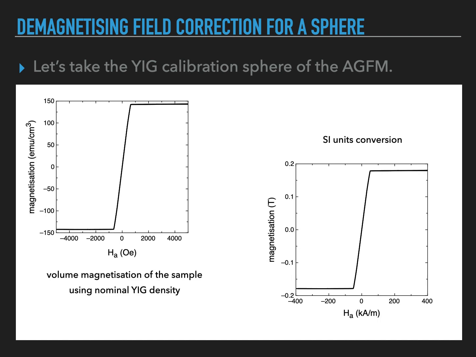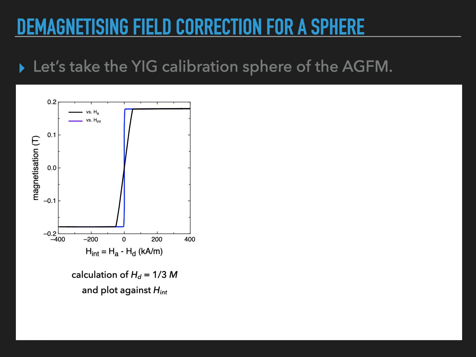Now we use the nominal yttrium iron garnet density to convert the mass into a volume so that we can have the magnetization normalized to volume as a function of the applied magnetic field. Now, since most magnetometers give results in units that are not SI, we convert the units into SI, so the magnetization in Tesla and the applied magnetic field in ampere per meter.